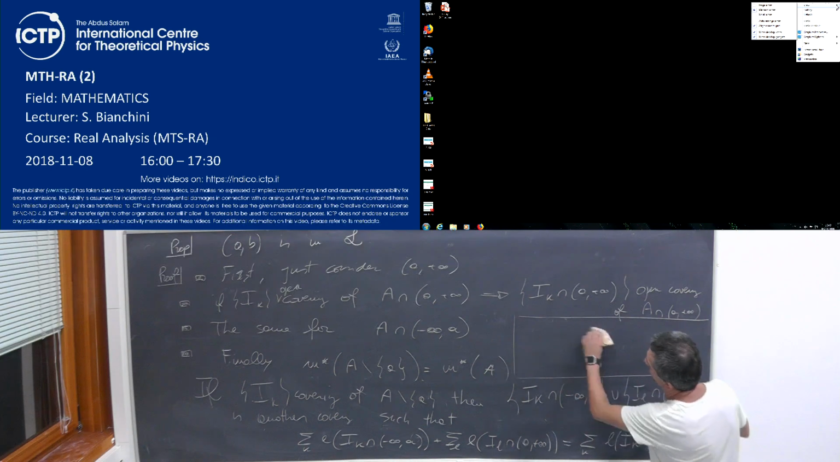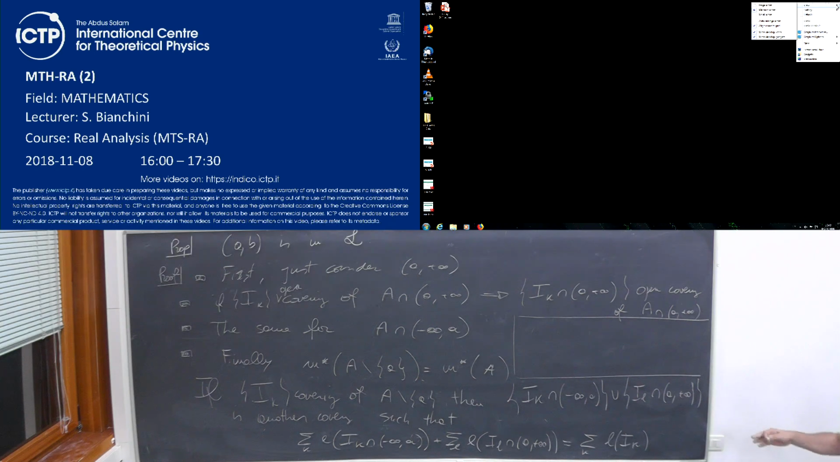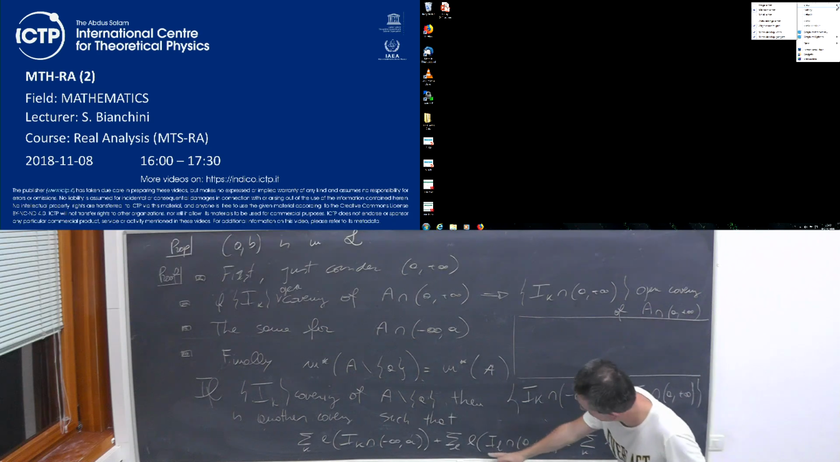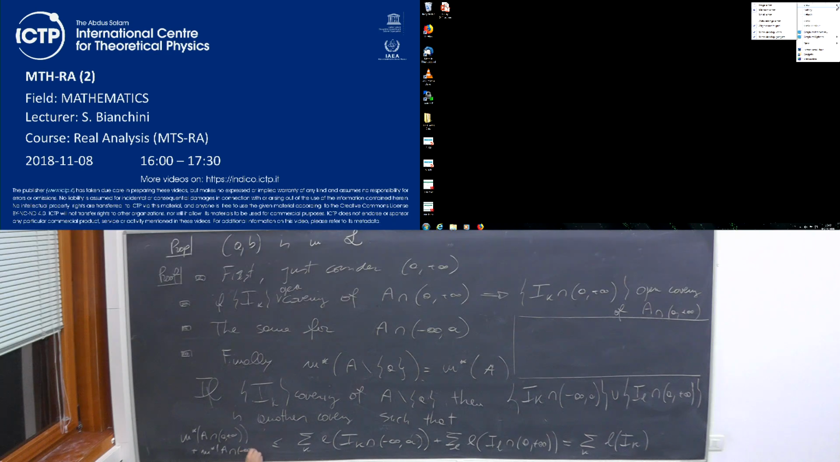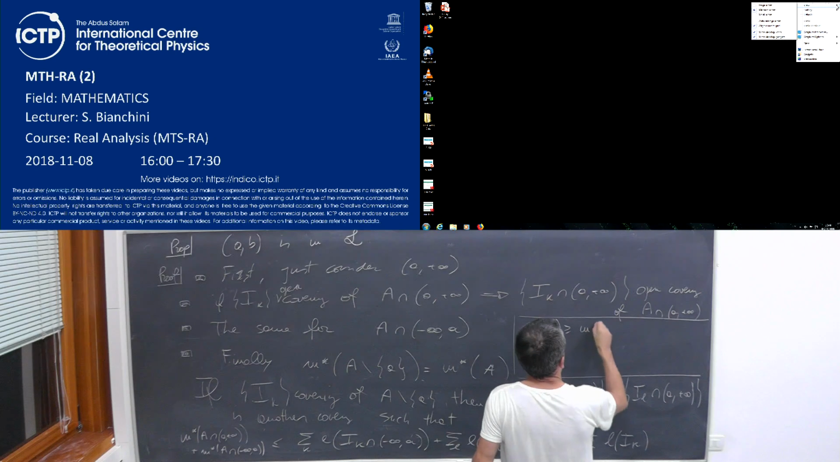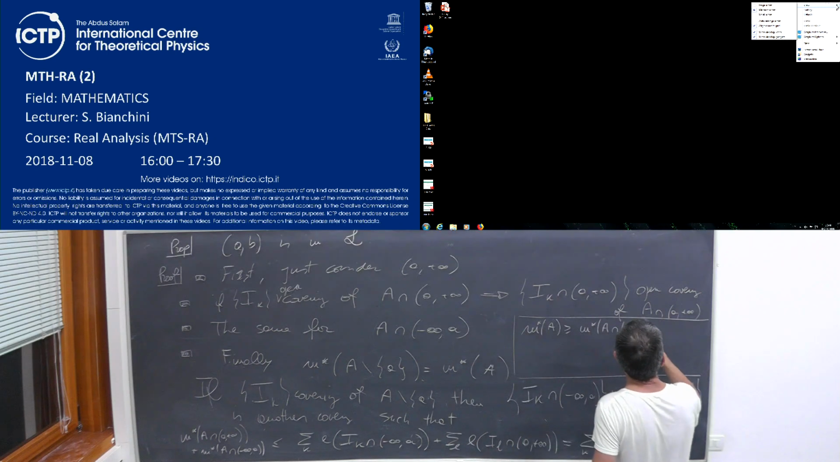So let me say it. This sum is larger or equal than m star of A intersection A plus infinity plus m star of A intersection minus infinity A, because this is a particular covering. So for any covering of A, the value is larger than the sum of the two quantities. So I get that m star of A is larger or equal than m star of A intersection minus infinity A plus m star of A intersection A plus infinity.